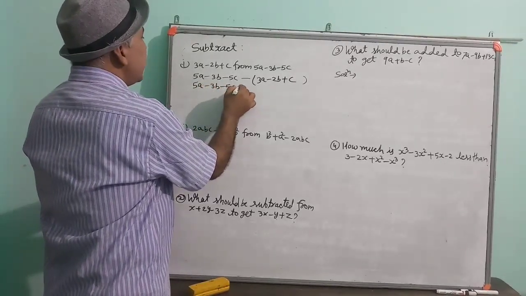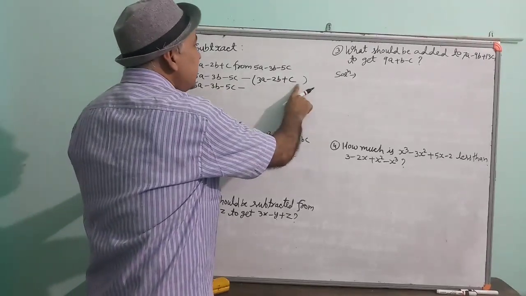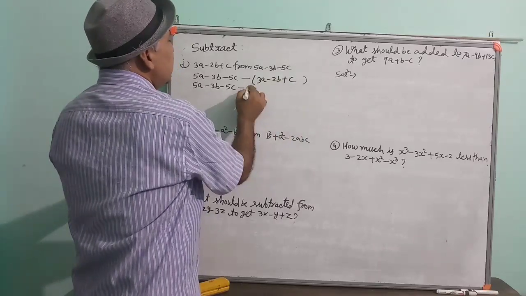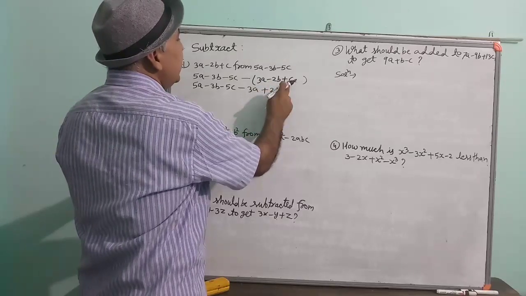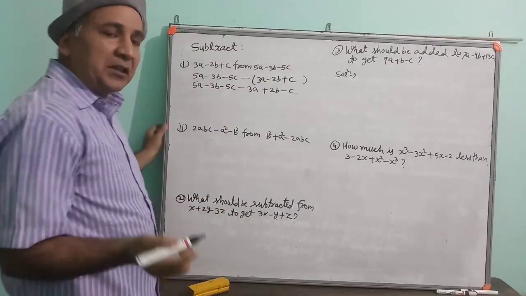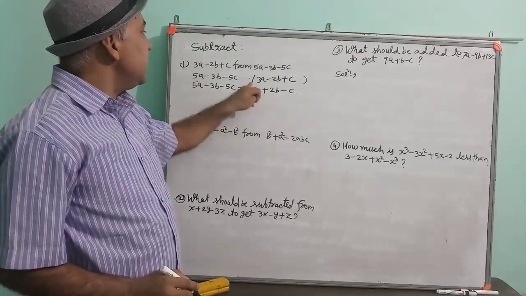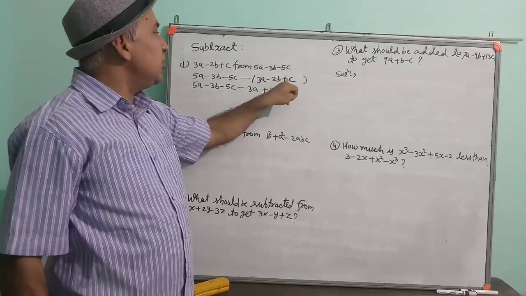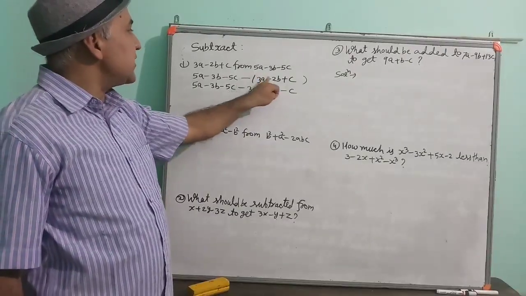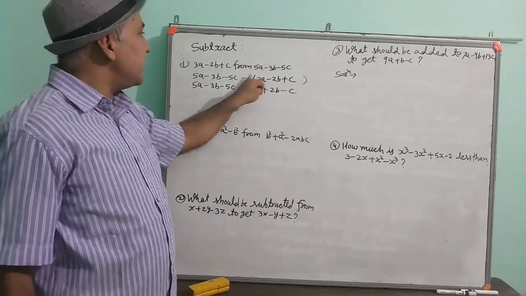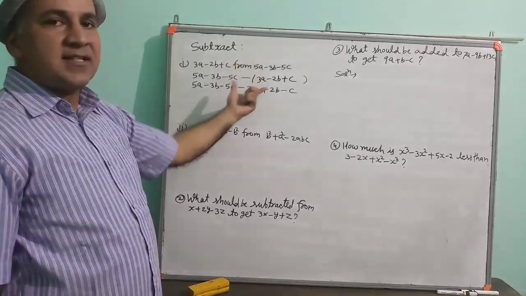5a minus 3b minus c minus. When you open the bracket, the sign of all the terms will be changed. Plus 3a becomes minus 3a, minus 2b becomes plus 2b, plus c becomes minus c. This is why the bracket is necessary. And why is the sign changed? Because when minus is multiplied with plus, it becomes minus, minus into minus becomes plus, and minus multiplied with plus becomes minus. So be careful when you are doing subtraction.